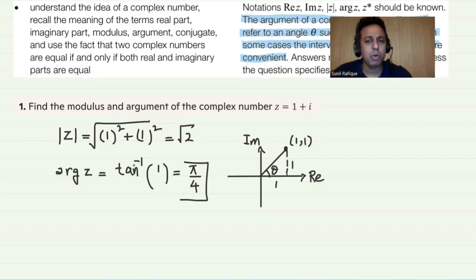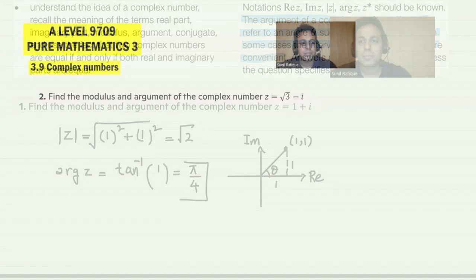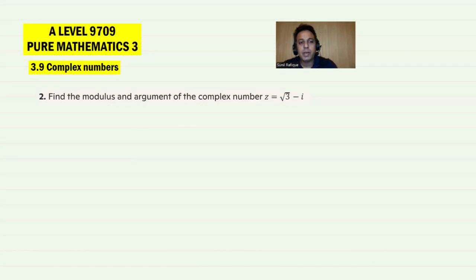So I'll share some more examples now where the quadrant is different. By quadrant, I mean what if it's in the second quadrant, or the third quadrant, or the fourth quadrant, right? Example 2. Find the modulus and argument of the complex number z equals root 3 minus i. If you want to try it on your own, just pause the video and give it a go. Come back and check my work later.